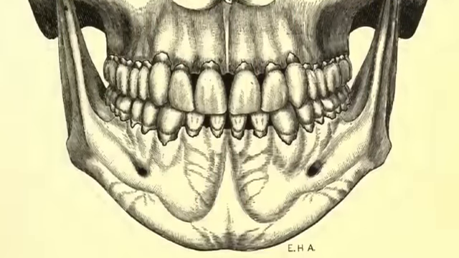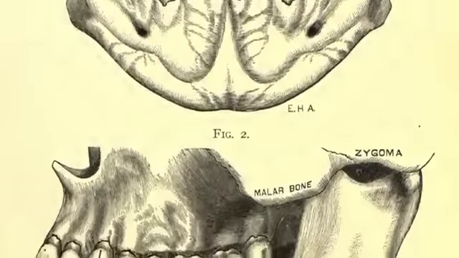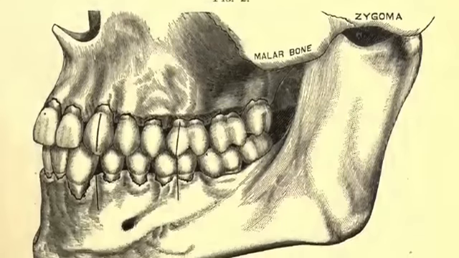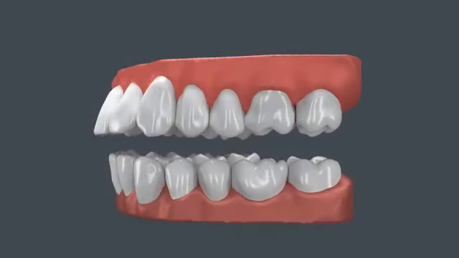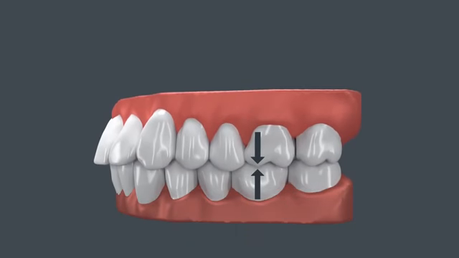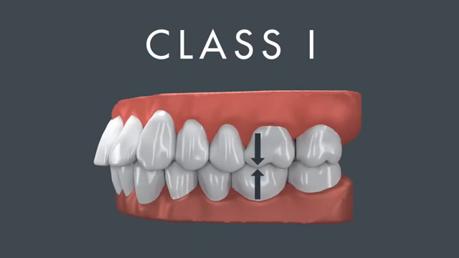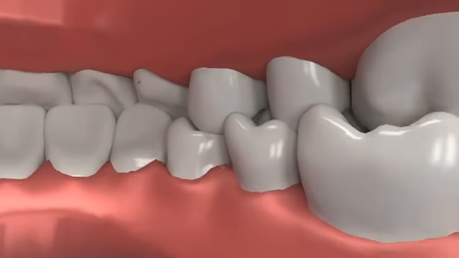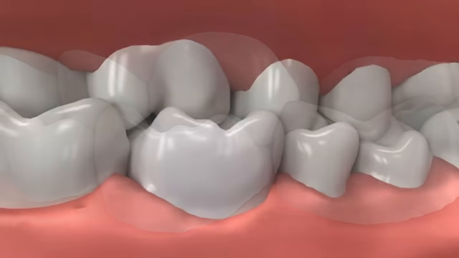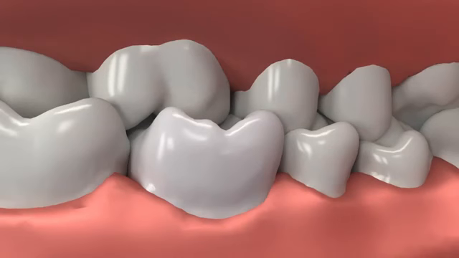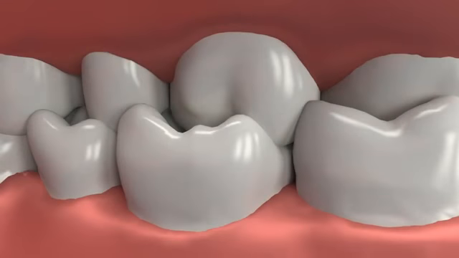Dr. Engel believed that the most fundamental characteristic of ideal occlusion was a proper molar relationship. He found that in patients with healthy bites, the mesiobuccal cusp of the first upper molar occludes in the buccal groove of the first lower molar. Dr. Engel called this ideal configuration a Class 1 molar relationship. When lined up properly, the cusps of the upper molars mesh into the grooves in the lower molars like gears, so that the teeth can chew efficiently.